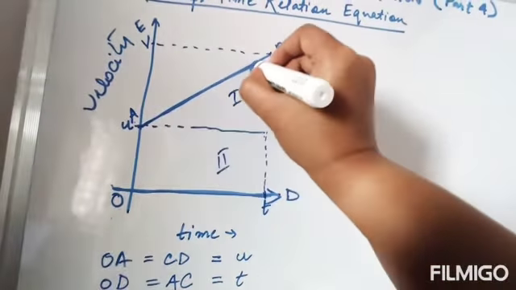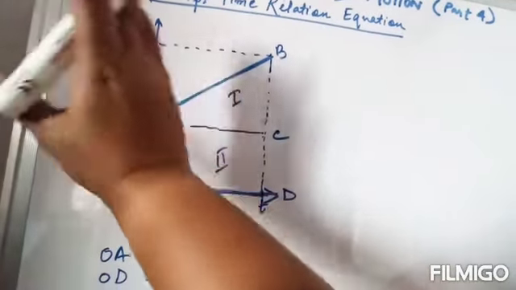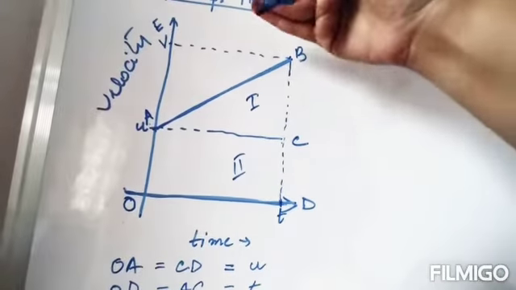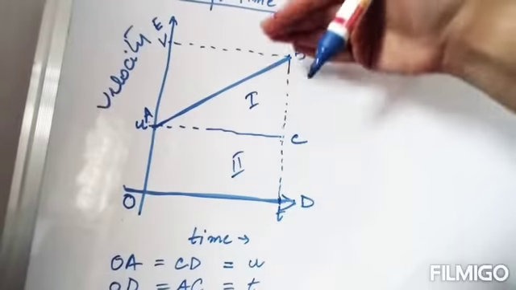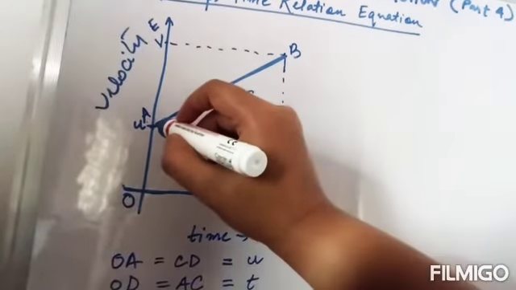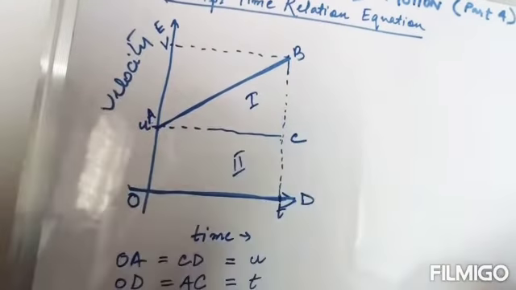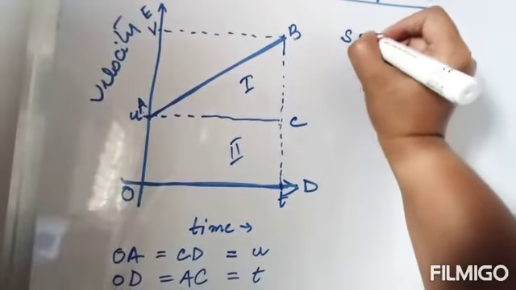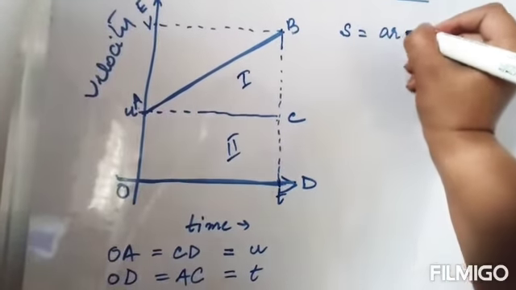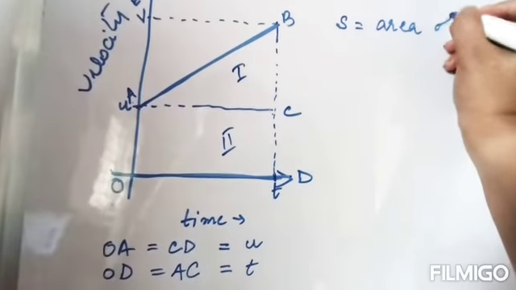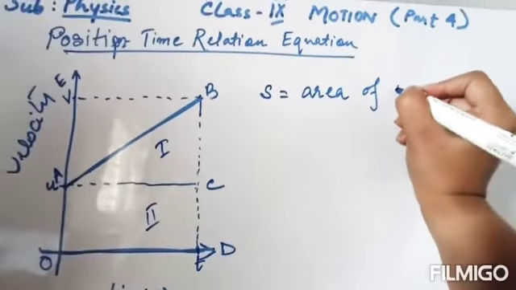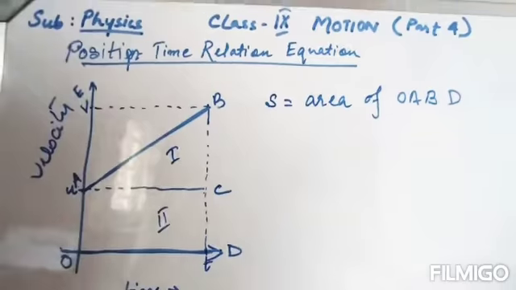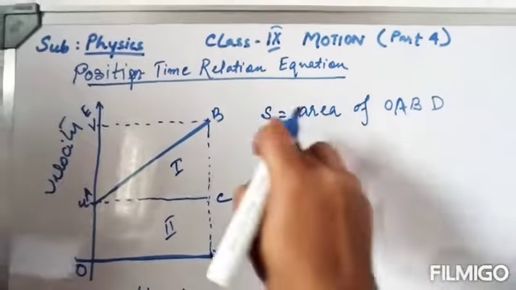If this is the graph, we will not consider the portion which is outward of that line. The portion that line is covering towards this axis will be the distance. So here we can write distance is the area of OABD, correct? Area OABD gives the distance.